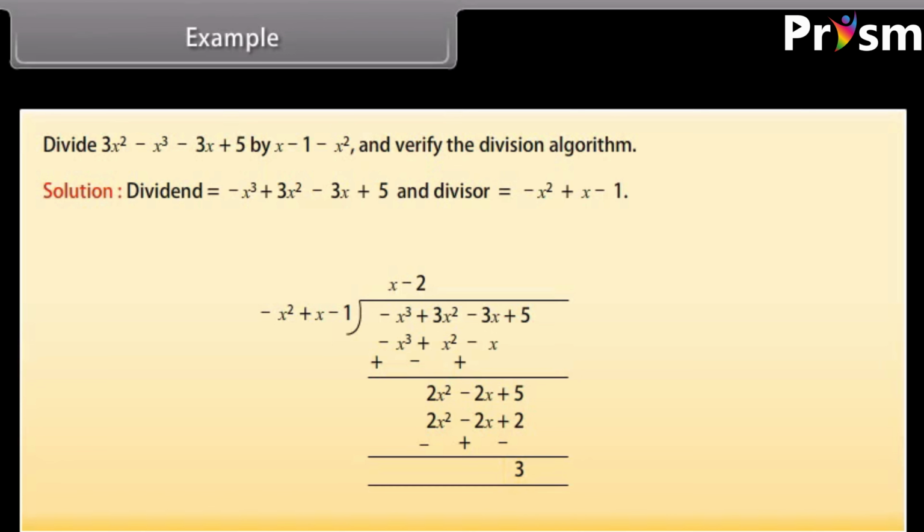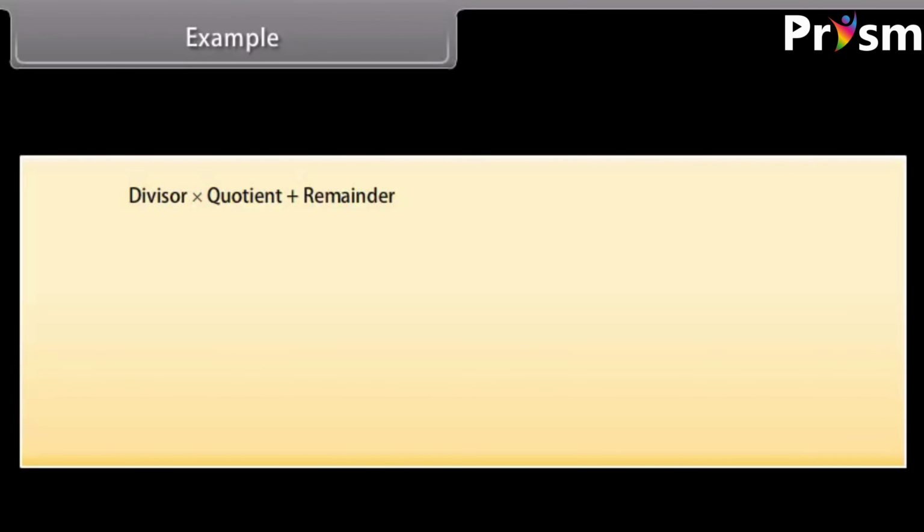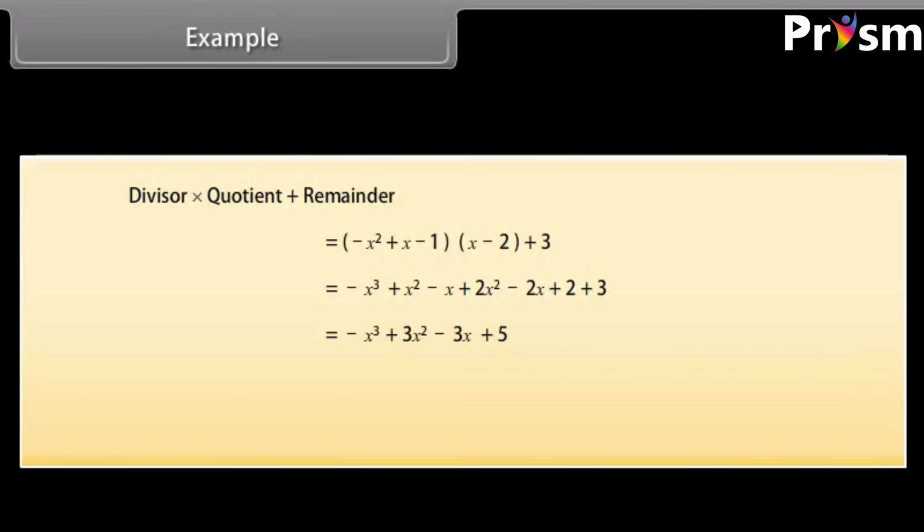Now to verify, let's see whether divisor into quotient plus remainder is equal to dividend or not. So, divisor into quotient plus remainder is equal to (minus x square plus x minus 1) into (x minus 2) plus 3 equals minus x cube plus x square minus x plus 2x square minus 2x plus 2 plus 3 equals minus x cube plus 3x square minus 3x plus 5, which is equal to dividend, hence verified.